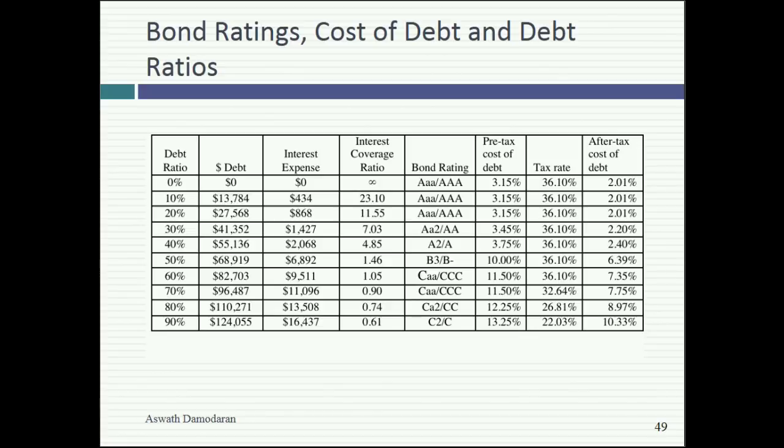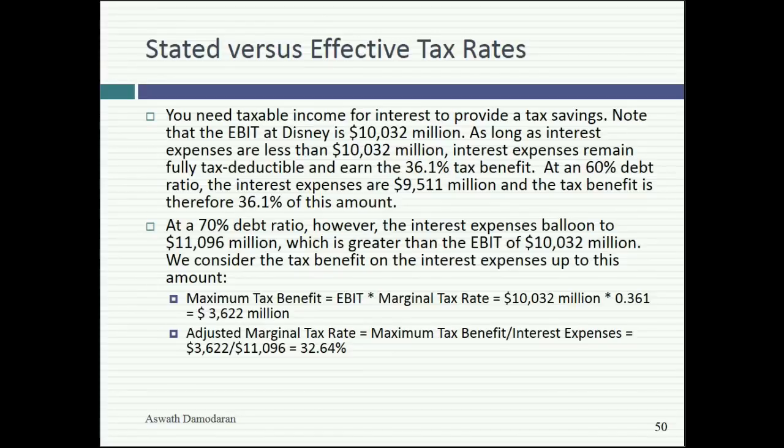So I want to focus in on exactly how I come up with that lower tax rate. It's actually very simple. Here's what I do. I take my operating income, which is $10,032 million. That's the most I'm going to be able to deduct, right? Basically, once I hit 10,032, I'm done. I compute my tax savings at the 10,032. I've hit my cap. If your interest expense exceeds that cap, guess what? I'm not going to be able to get more tax benefits.